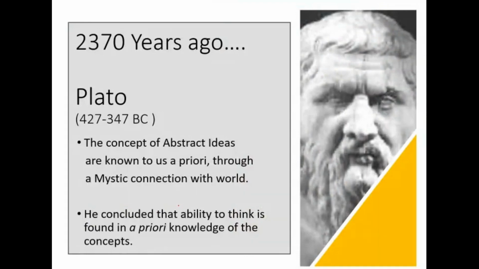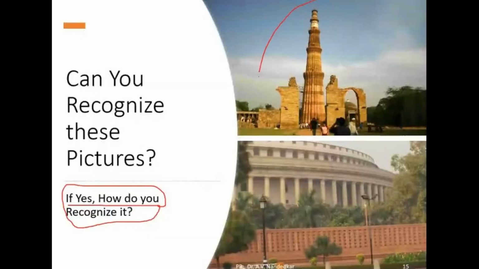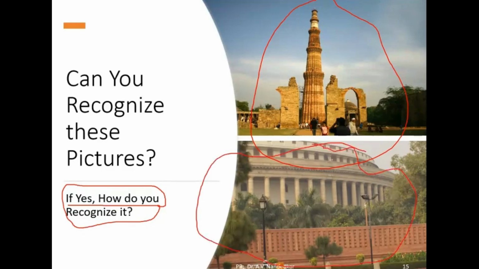The definition of intelligence was given far back, centuries ago. It was 2370 years ago by Plato. I hope you know this person. You might have heard about him in your school books. The concept of abstract ideas is known to us a priori through a mystic connection with the world. He concluded that the ability to think is found in a priori knowledge of the concepts. Meaning, you are aware of the things. Say, this Qutub Minar is known to you earlier, this Parliament is known to you earlier. That's why once I show you these images, you immediately recognize these pictures.